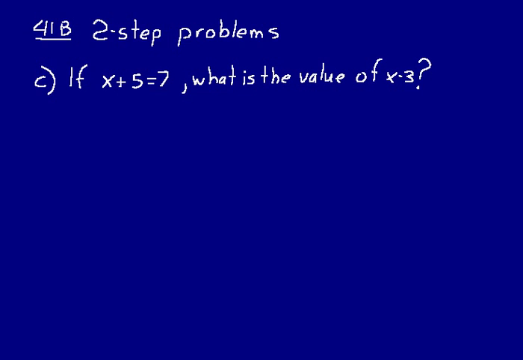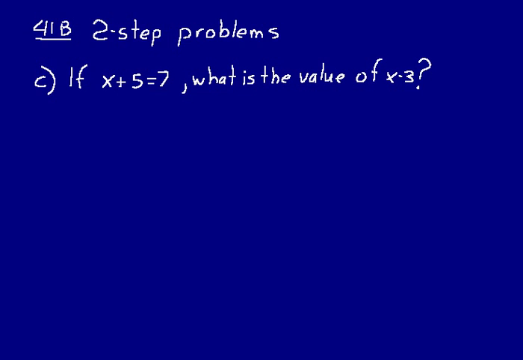Part B of this lesson deals with two-step problems, and if you look at this practice problem C, that's basically what we're talking about here. You'll be given an equation like this one, if x plus 5 equals 7, and then they'll ask you what is the value of some other expression. So like this one says, what is the value of x minus 3? If x plus 5 equals 7, what is the value of x minus 3? So how would you figure out the value of x minus 3?